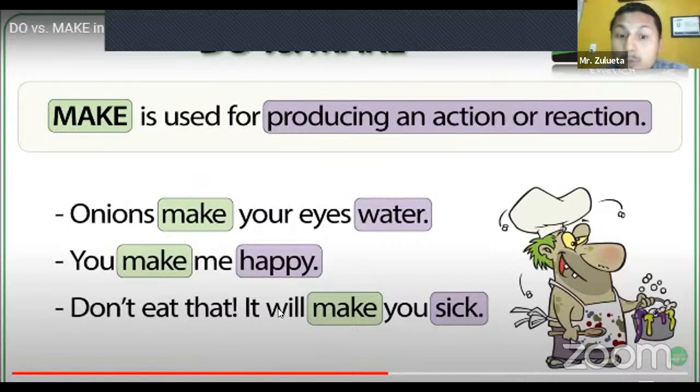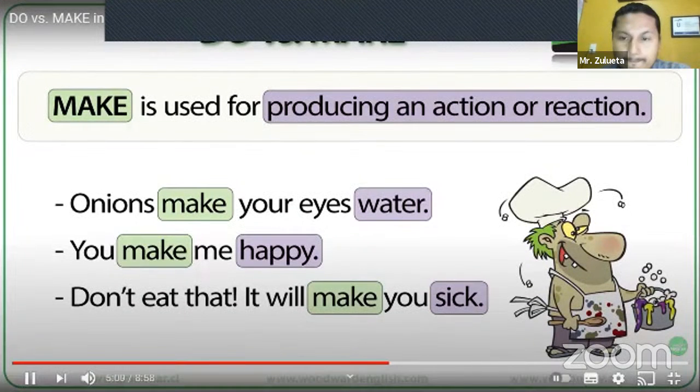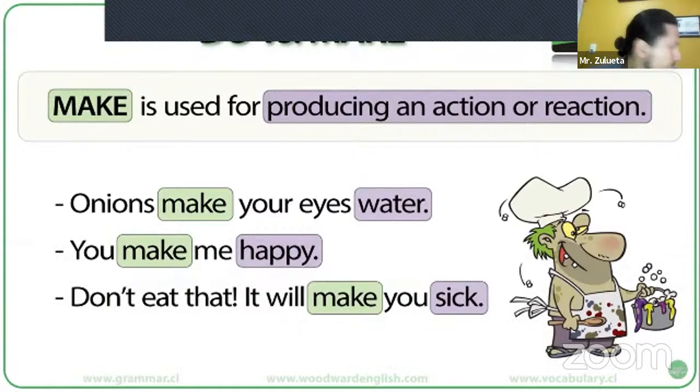Don't eat that. It will, or it'll, remember it'll, something that we studied 2 days ago. It'll make you sick. Te hará enfermo o te enfermará o sí te enfermará. ¿Qué te enfermará? Eso que te vas a comer, okay? It'll make you sick, okay? Action and reaction. Don't eat it. It will cause a terrible reaction.